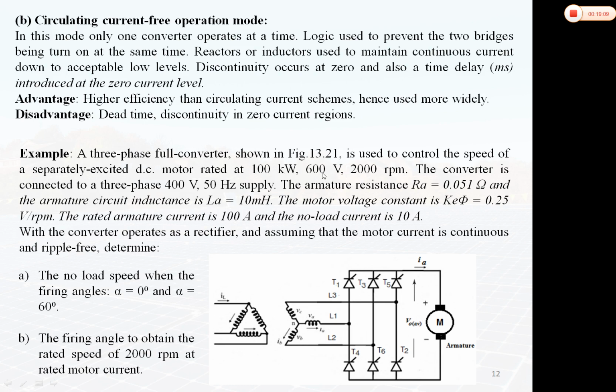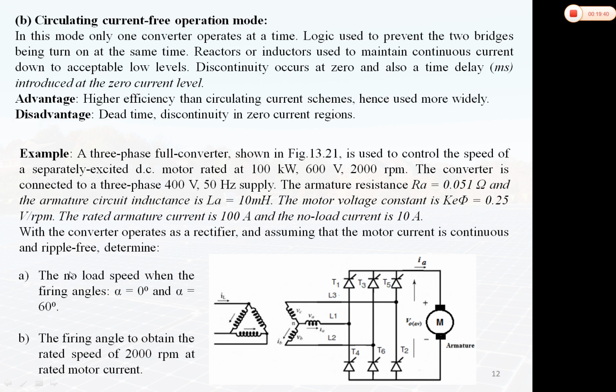It is a 100 kilowatt, 600 volt, 2000 rpm rated motor. The converter is connected to this. The armature resistance is this one, and the armature circuit inductance is 10 millihenry. The motor constant is given as 0.2 volt per rpm. With the converter operating as a rectifier, and assuming the motor current is continuous and ripple free, we have to determine the no load speed when the firing angle is 0 degrees.